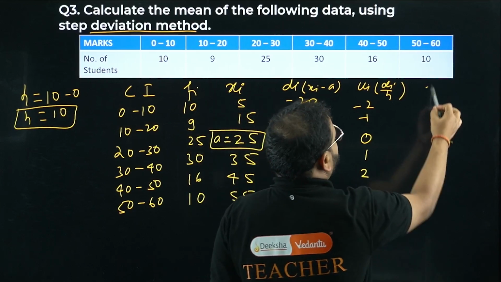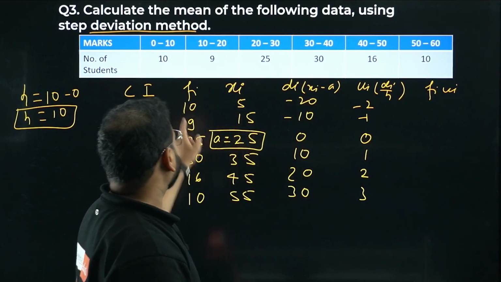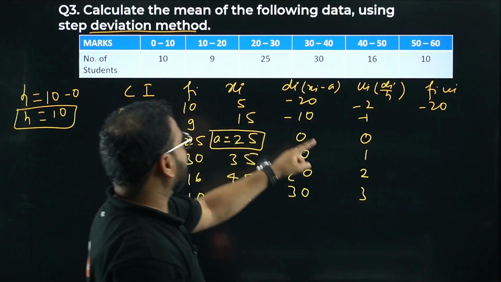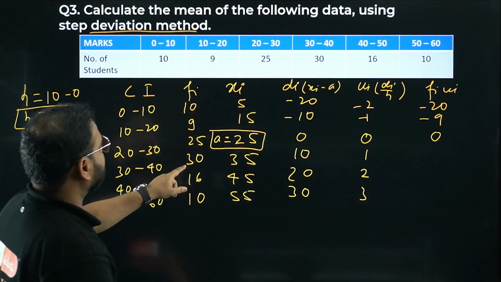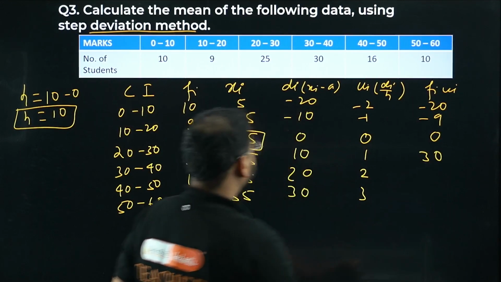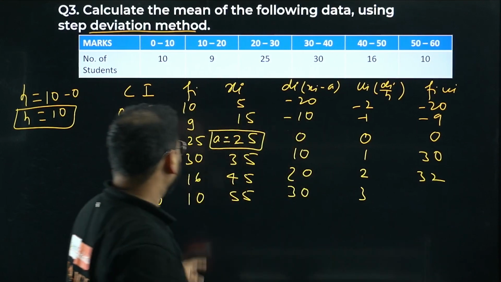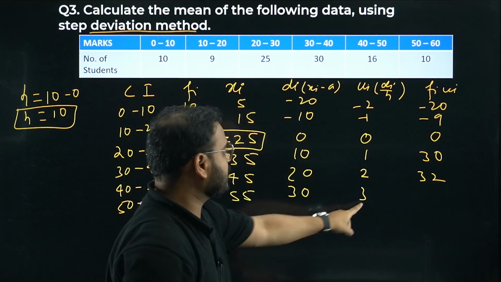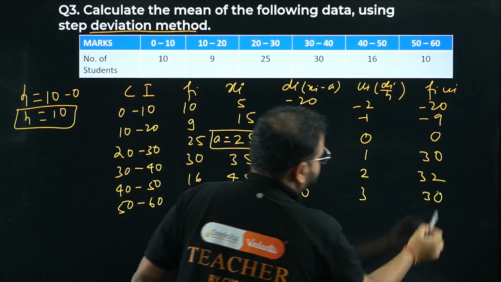Now what is the last step? Multiply FiUi. 10 into minus 2, minus 20. 9 into minus 1 is minus 9. 0 into anything will be 0 only. Last one over here, please check. 30 into 1, 30. 16 into 2, 32. And 10 into 3, sorry. FiUi, right? So 30 again. Correct, right?